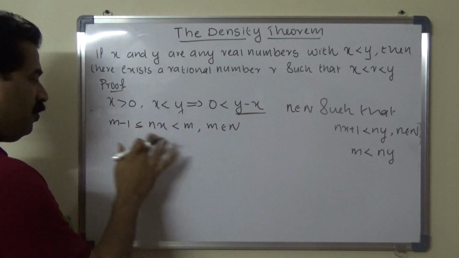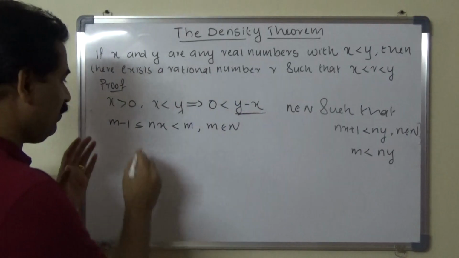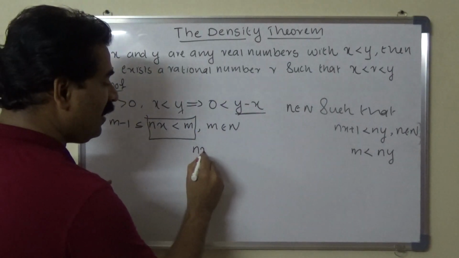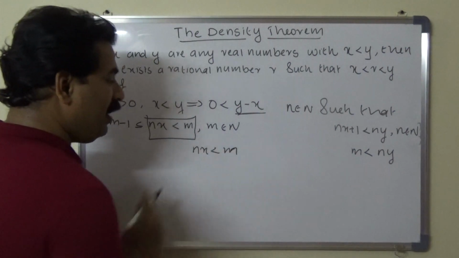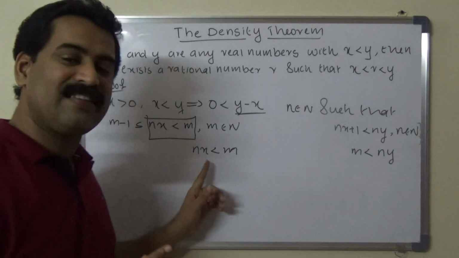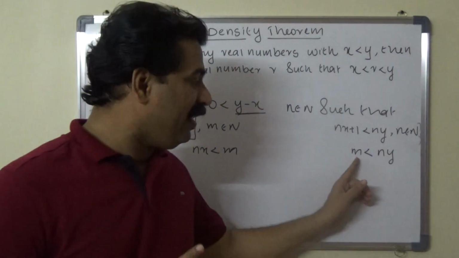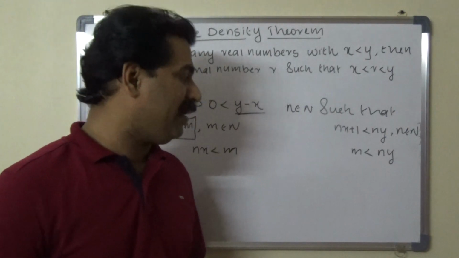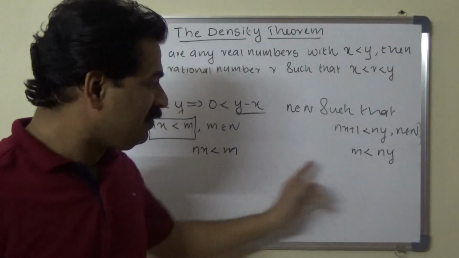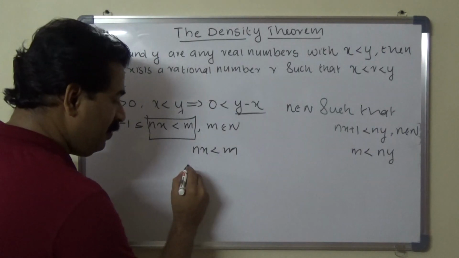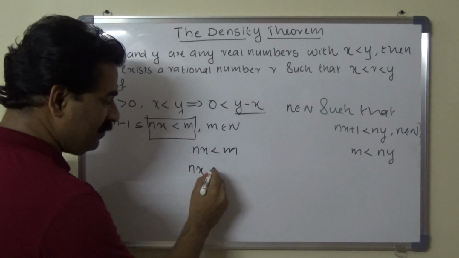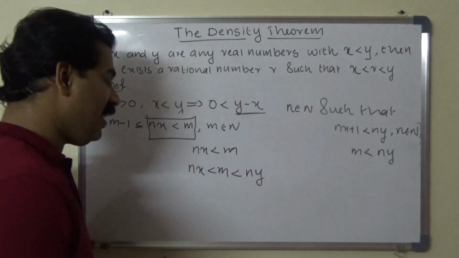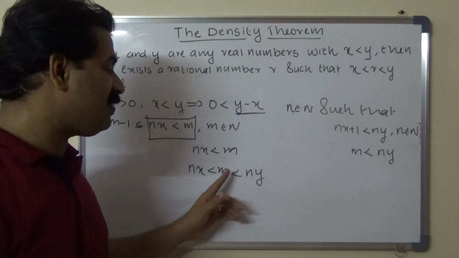Next, we consider the other part of this inequality. That means nx is less than m. We have m is less than ny. Again, comparing these two inequalities, we have nx is less than m and m is less than ny. That is, nx is less than m, which is less than ny.